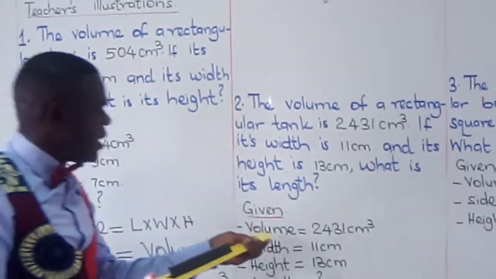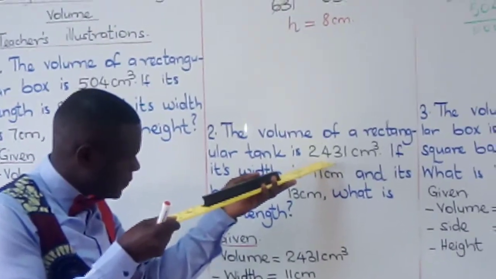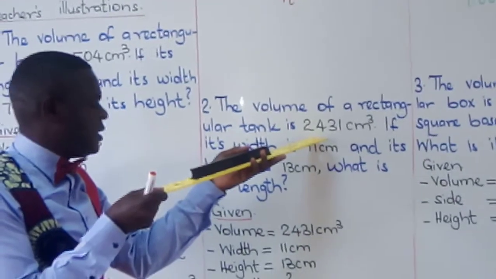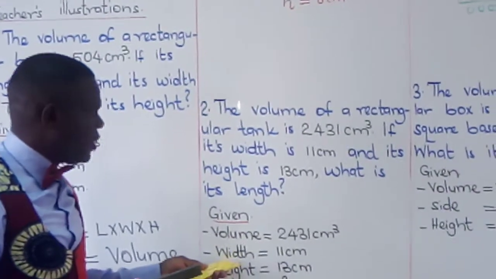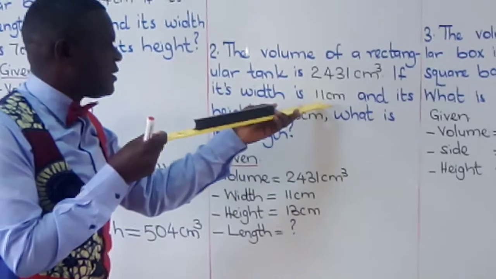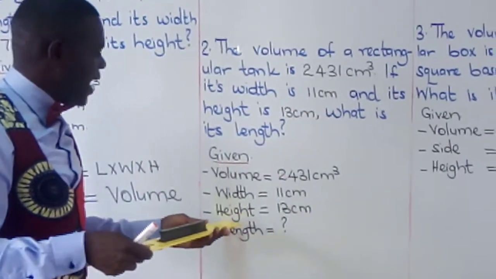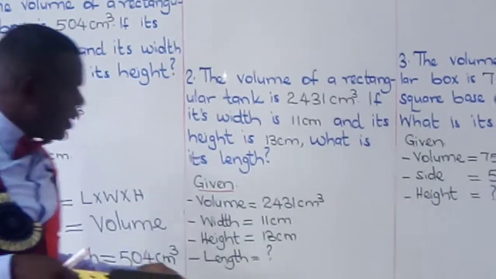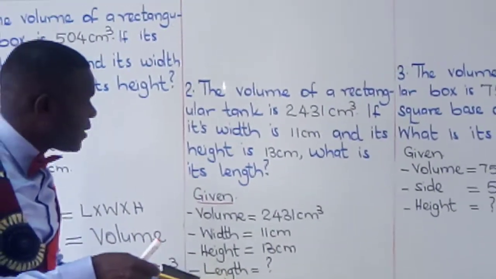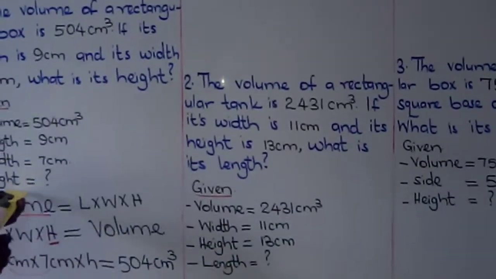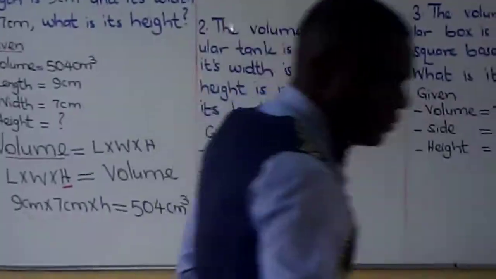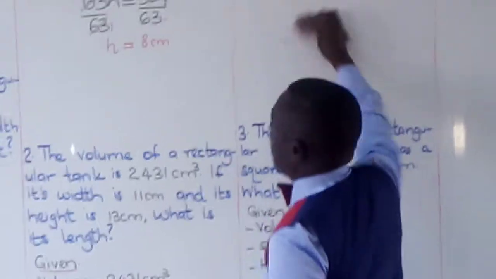We have been given the volume here, 2,431 cubic centimeters. We have been given the width, 11 centimeters. And we have been given the height, 13 centimeters. We are asked to find the length. Remember, here we were asked to find the height. Boys and girls, this one we must do together because you already are familiar.